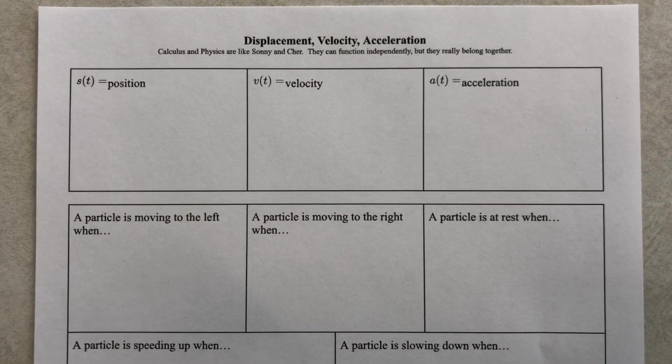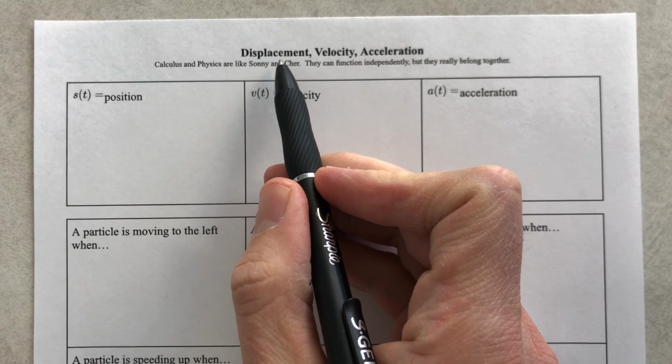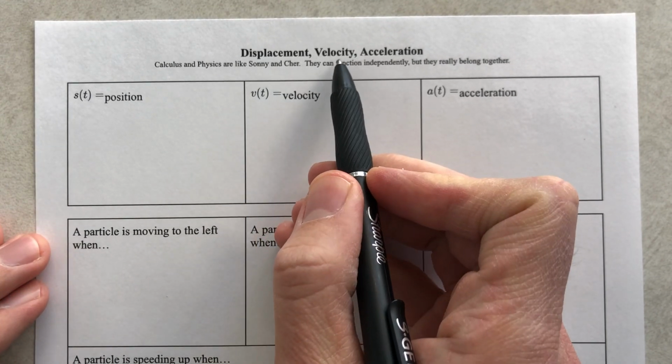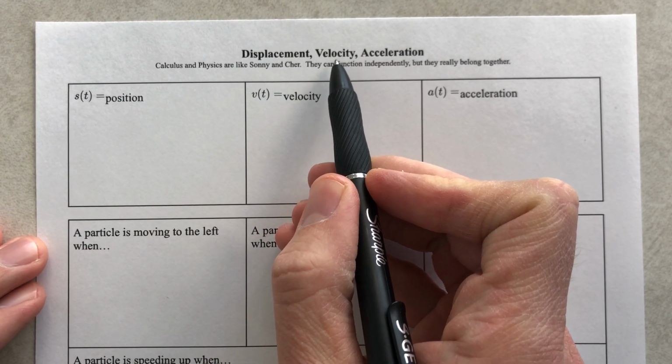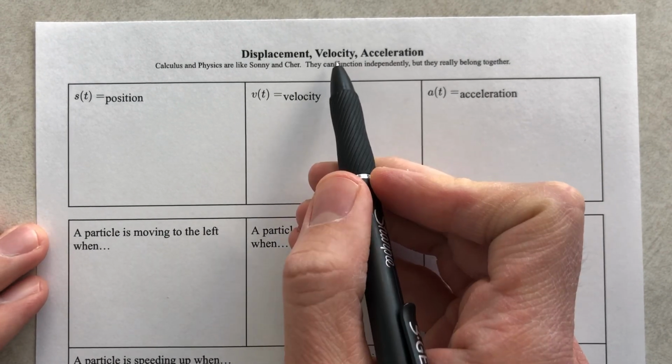Let's get a little bit of vocabulary out of the way here as it deals with displacement, which deals with position, where you are in relation to other things. Velocity, which we could say is how fast you're moving, but that's a little different than speed. And acceleration, which is the rate at which your velocity is changing.